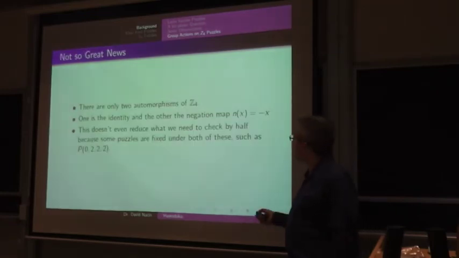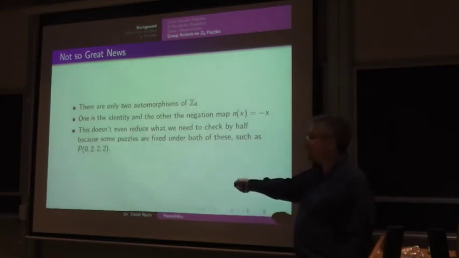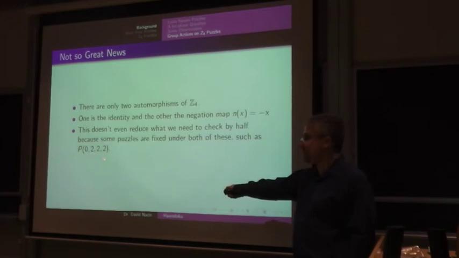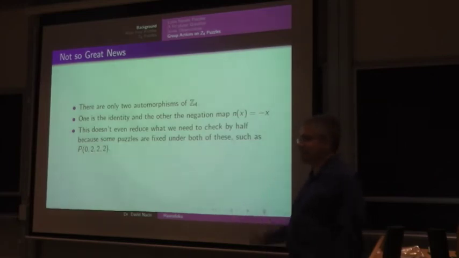This is great news, but not so great news is in Z4, I'm going to get two automorphisms. I have the identity and the map that negates everything. And this doesn't even reduce what we have to check by a factor of 2, because there's a bunch of puzzles that are fixed by this map. 0, 2, 2, 2 under the negation map just gets mapped to 0, 2, 2, 2. So this doesn't seem that good at all.